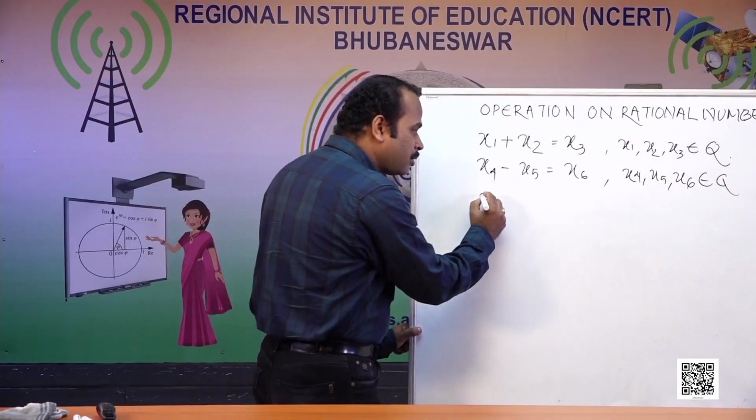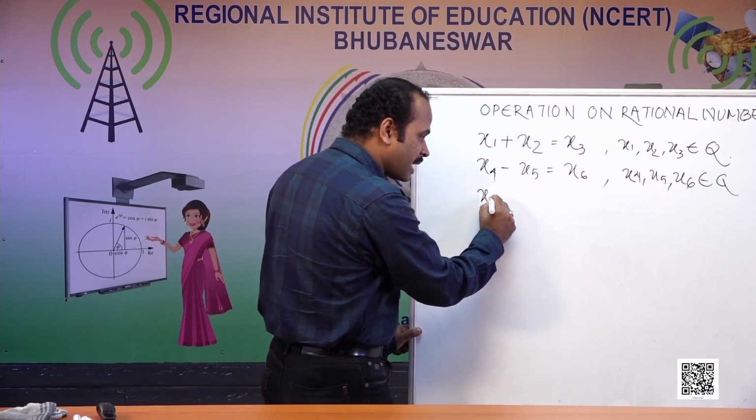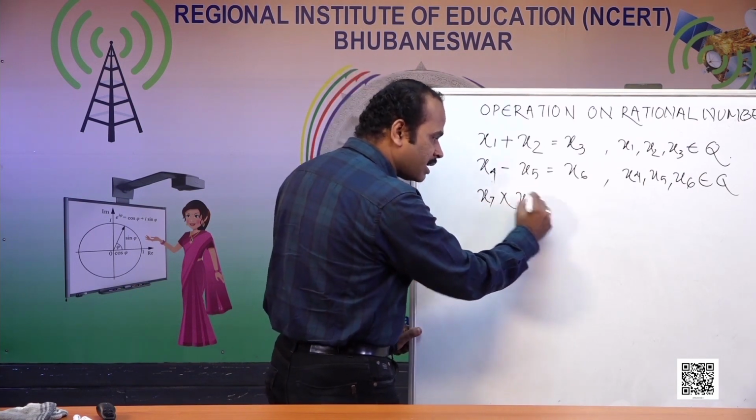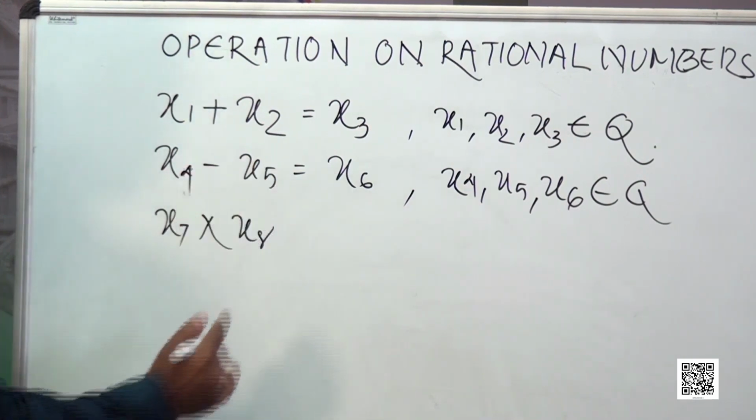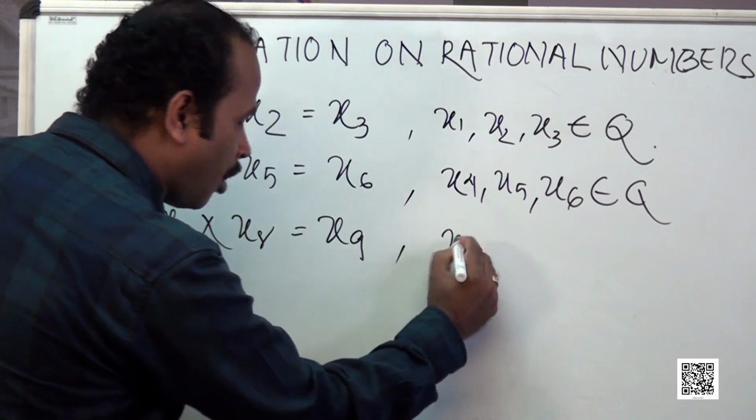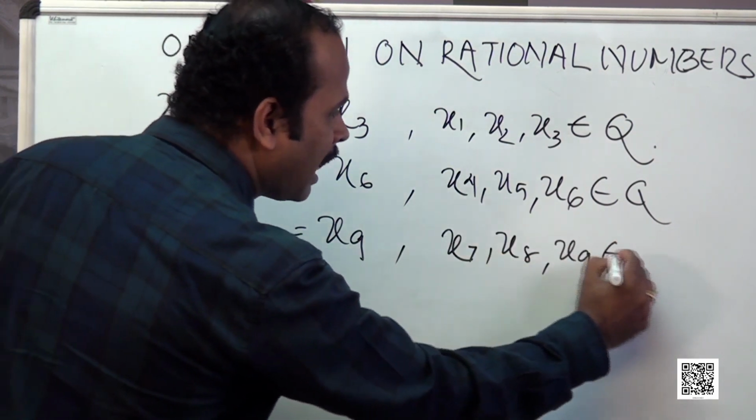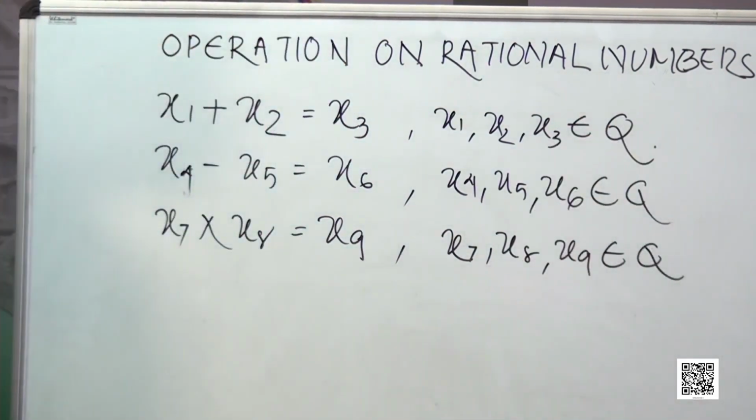When you multiply two rational numbers, we always find a rational number. Similarly, suppose x7 is multiplied with x8, where x7 and x8 are rational numbers. If the product is x9, then all these numbers x7, x8 and x9 are also rational numbers.